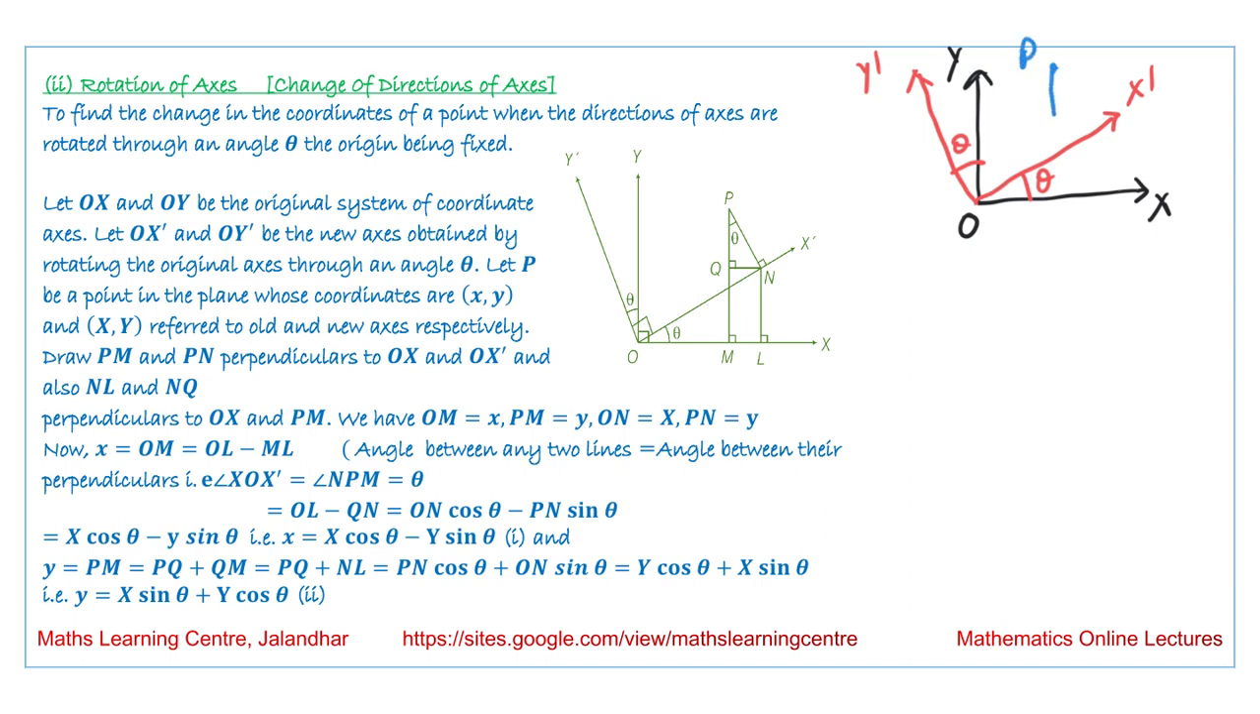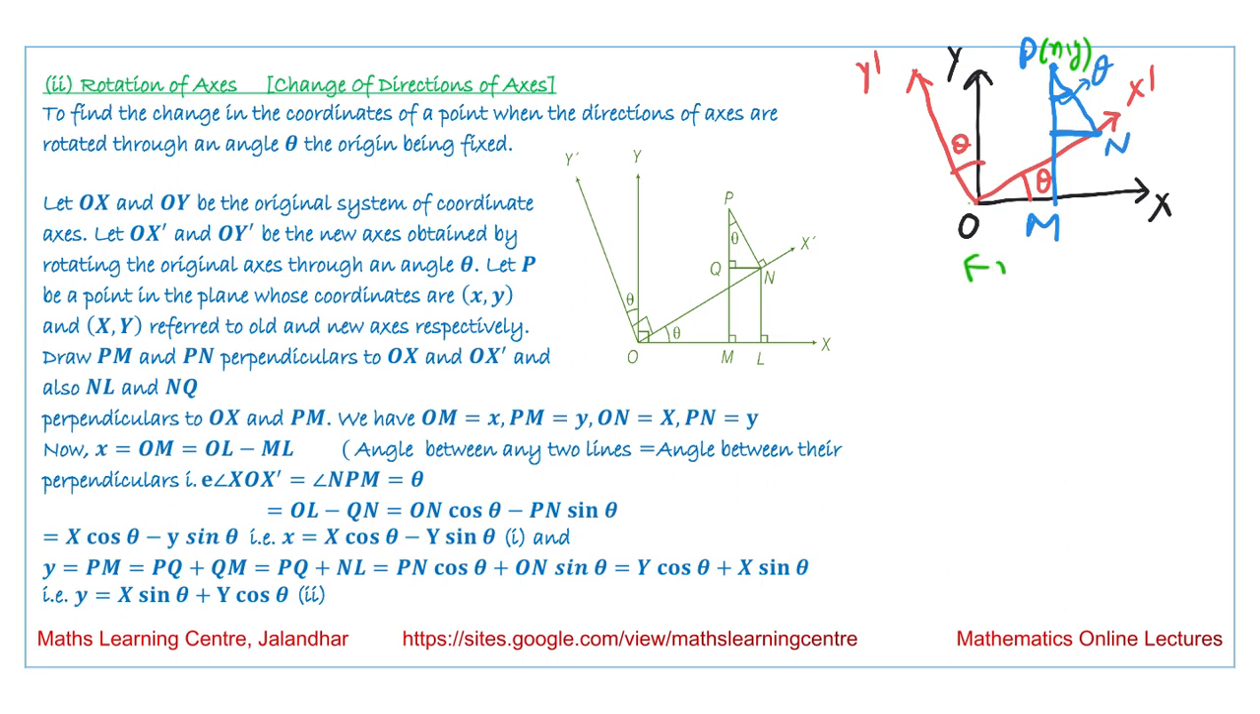Now, we draw perpendiculars from this point on both axes. This is the perpendicular PM on OX and this is the perpendicular PN on OX dash, and we draw a line parallel to the x axis over here, then this angle is also theta. Now, suppose these lengths are OM; the coordinates of the point P are x comma y corresponding to the original coordinate system, the xy plane.